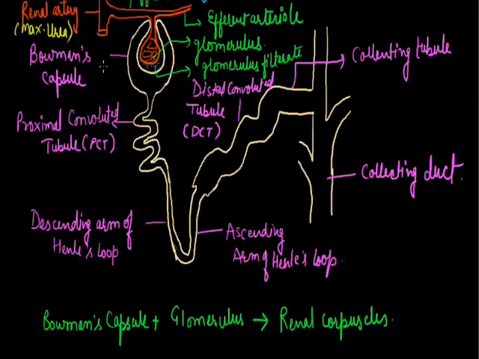It will further channelize into a U-shaped structure known as Henle's loop, which is made up of two arms. This arm is the descending arm, while this is the ascending arm. It again channelizes into a larger tract known as DCT, distal convoluted tubule, which makes the last part of the nephron. After the distal convoluted tubule, a straight tract is found known as the collecting tubule, which is not part of the nephron. From the collecting tubule, urine is channelized into the collecting duct, which is later connected with the ureter.